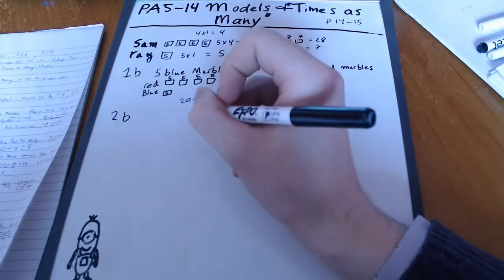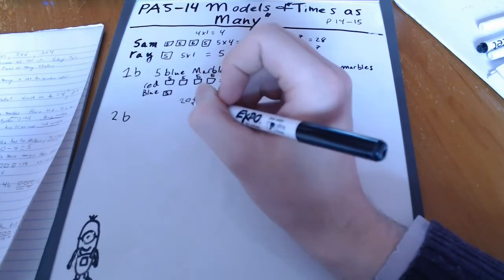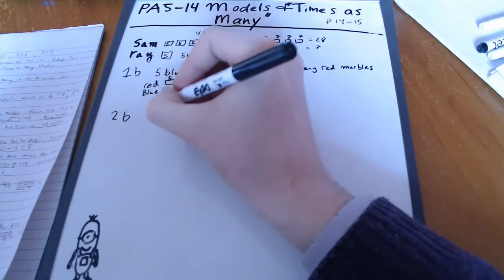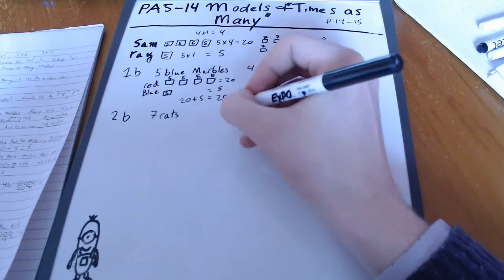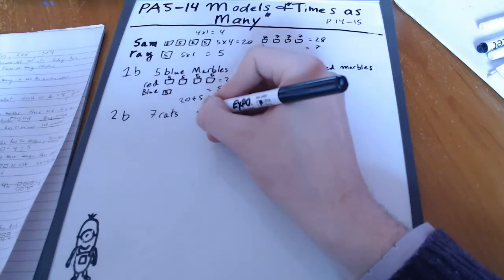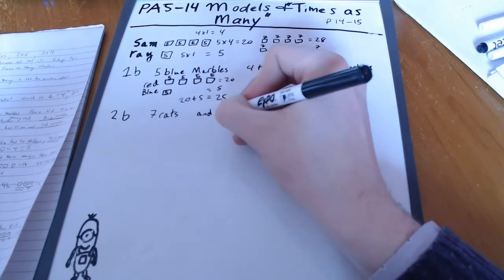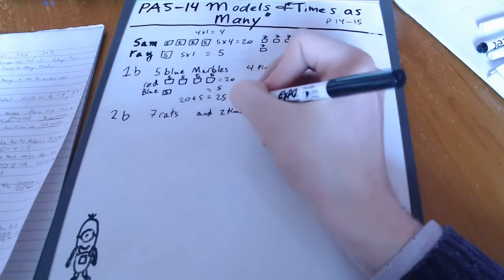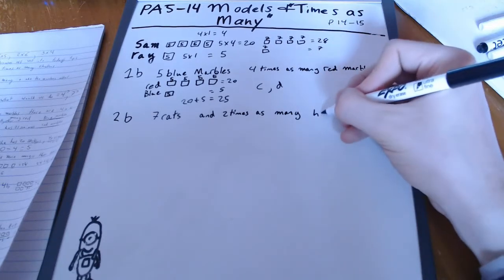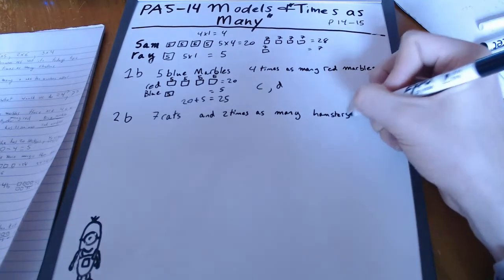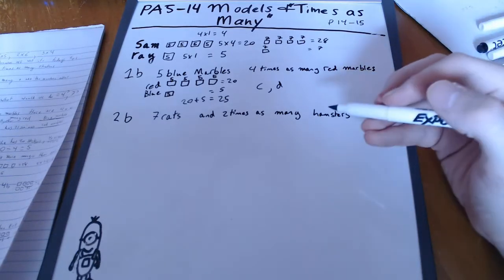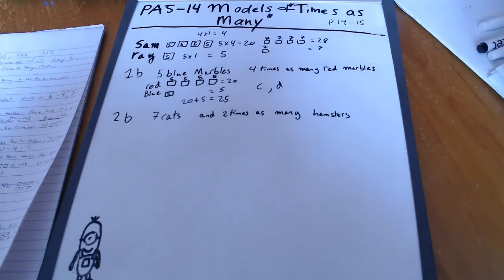To start off, we just need to take out what we know. We know that there are 7 rats and twice as many hamsters. And twice means 2 times as many hamsters. I wish I could draw a hamster, that'd be so funny. So 7 rats and 2 times as many hamsters. So what does that mean for us?